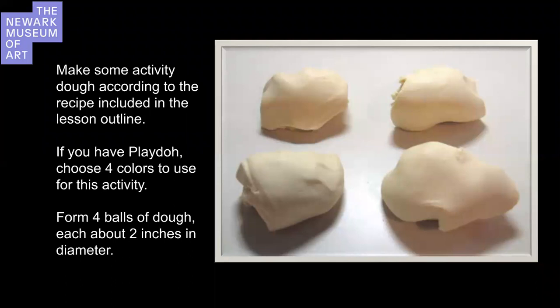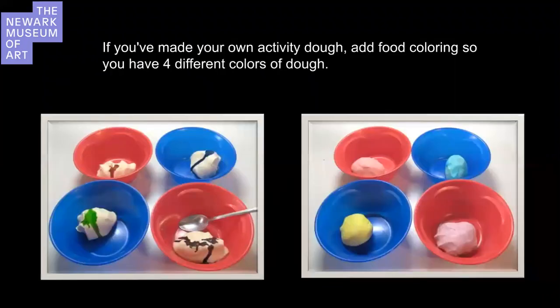Make some activity dough according to the recipe included in the lesson outline. If you have Play-Doh, choose 4 colors to use for this activity. You want to form 4 balls of dough, each about 2 inches in diameter. If you've made your own activity dough, add food coloring so that you have 4 different colors of dough. If you're using already pre-made Play-Doh and you have 4 separate colors, you can skip this step.